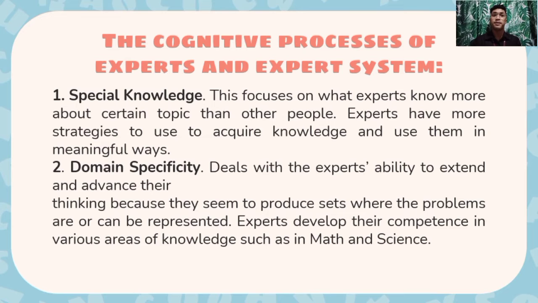The second one is domain specificity. It deals with experts' ability to extend and advance their thinking because they seem to produce sets where the problems can be represented. Experts develop their competence in various areas of knowledge, such as in math and science. According to Noam Chomsky, domain specificity is also known as domain-specific learning. Domain specificity can be learned, with evidence for localized brain areas observing learned tasks such as reading or writing.